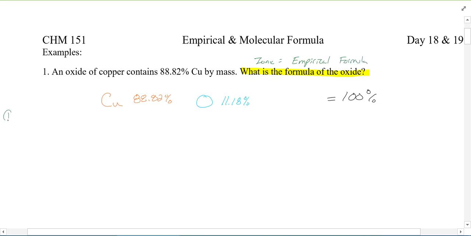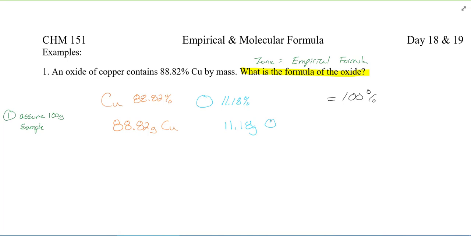So step 1, I have a percentage. It's a mass percentage. So I'm going to assume a 100 gram sample. So if I have 100 grams, I have 88.82 grams of copper and 11.18 grams of oxygen. Do I have to have 100 grams? No, I can have 2.12 grams or 5.1 grams or 0.24 grams. It doesn't matter what the grams are. I have the percent, I have the ratio. A percent's a ratio, so I'm just going to assume I have 100 grams and make it easy.